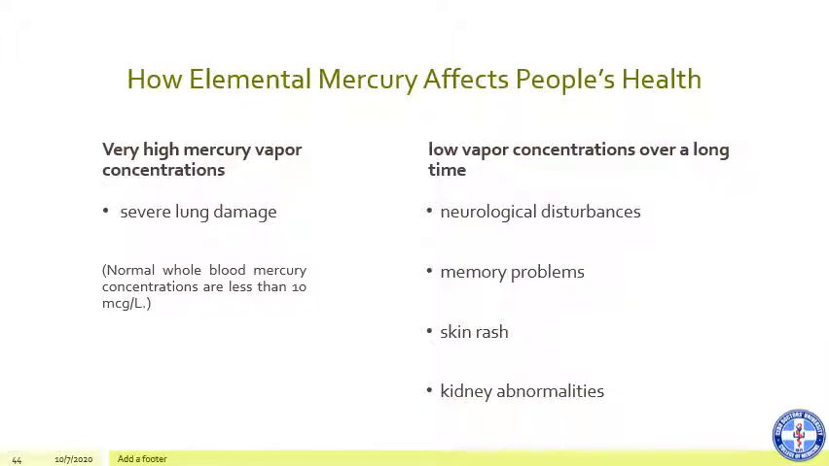How does elemental mercury affect people's health? In very high mercury vapor concentrations, it can cause severe lung damage. But in low vapor concentration, exposed over a long period of time, it can cause neurological disturbances, memory problems, skin rashes, and kidney abnormalities.